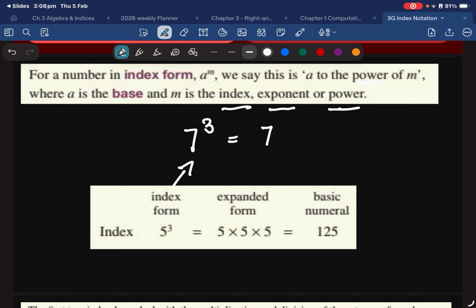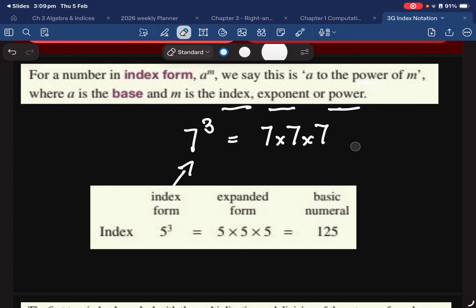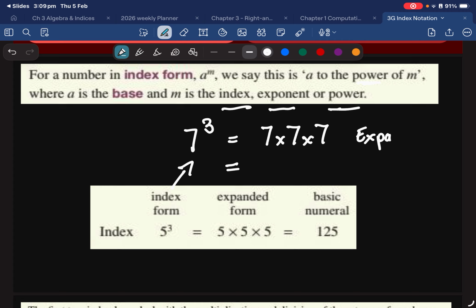The other way we can write it is in expanded form. So we've got 7 to the power of 3, which means it's 7 times 7 times 7. And we can work out a basic numeral. I dislike putting them that way. This is expanded, and then you can write your basic number underneath. I could work that out, but luckily for me, I can't be bothered today.